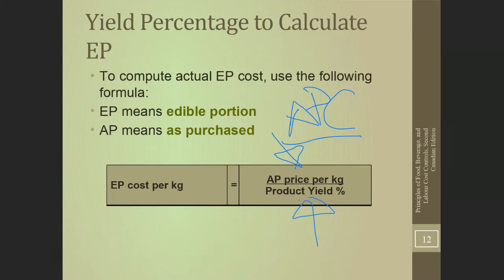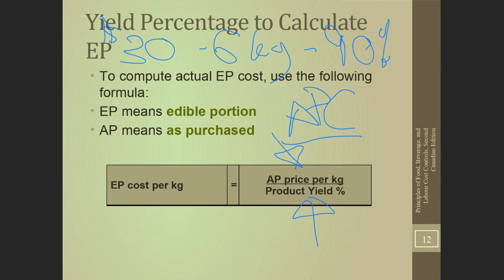Okay, we're going to do a little example here. Let's say we pay $30 for a bag of onions, and in that bag of onions, let's say there's 6 kilograms of onions. Let's also say that an onion has a 90% yield.